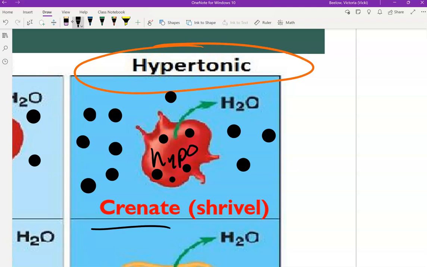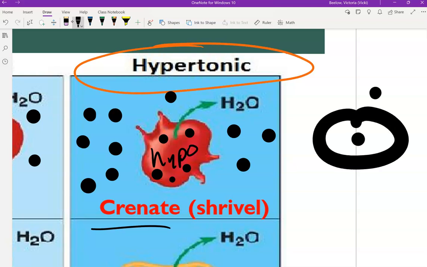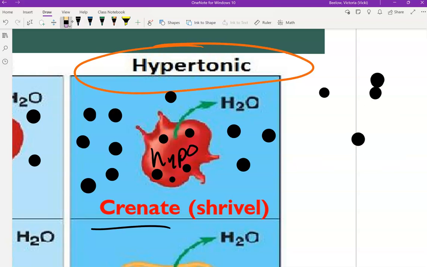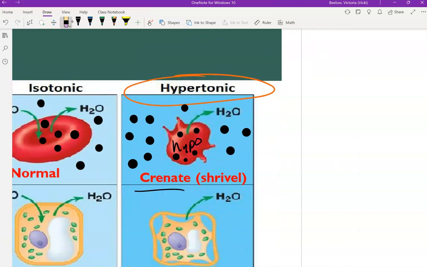So when we use hypo and hypertonic, it's all relative. It's all about what the inside of the cell is like versus the outside of the cell. If the inside has a higher concentration, then the inside of the cell is hypertonic. If the outside of the cell has a higher concentration of solute, the outside of the cell is hypertonic, and in comparison, the inside would be hypo, like this situation. And in this situation, your cell would shrivel, or what we say crenate.